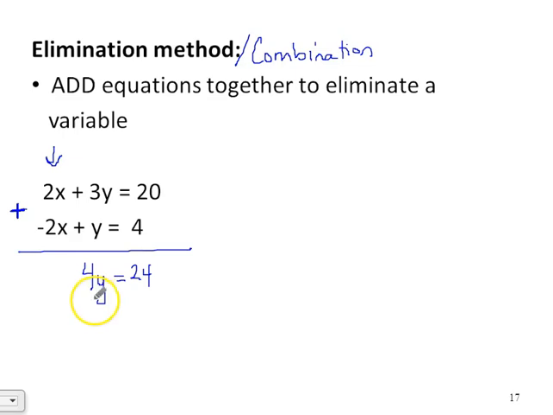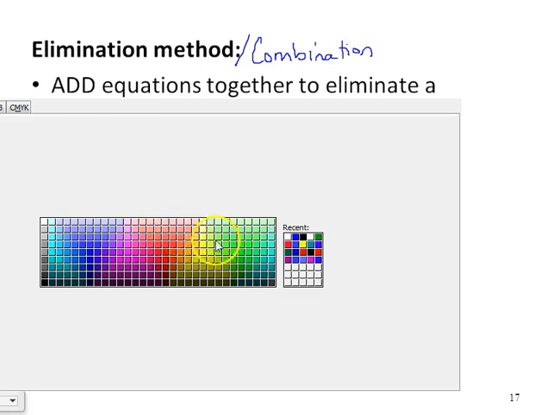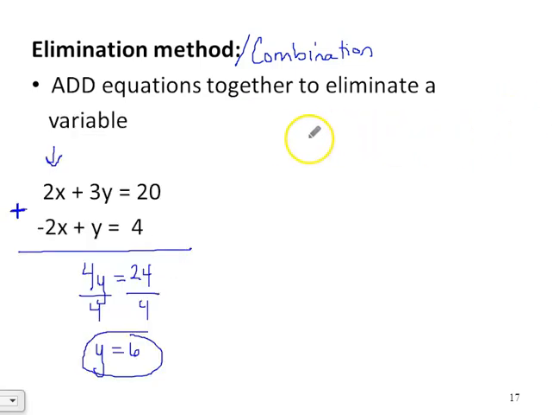4y means 4 times y, so to undo that, we're going to divide each side by 4. So y equals 24 divided by 4, which is 6. And then just like we did before, we need to plug in that value of y so we can solve for x. We can use either the top or bottom equation. It doesn't matter, you'll still get the same answer. So I'm just going to use the top equation. 2x plus 3 times y, which we know is 6, equals 20.